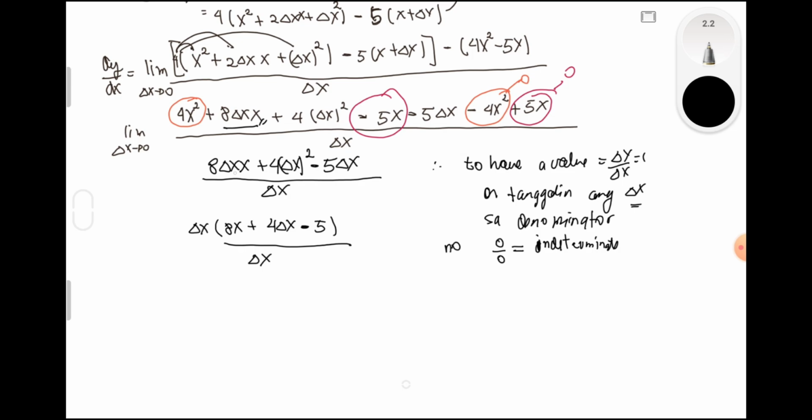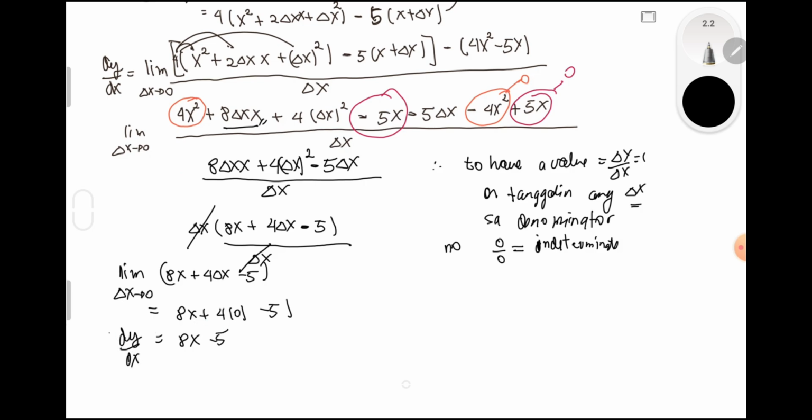So pag tanggal natin yung delta x, so therefore, since factorable naman siya, so ayan. So therefore, let's have a value of the limit of our delta x approaches 0 of our 8x plus 4 delta x minus 5. So if we would get the limit of this, we'll have 8x plus 4 multiplied by 0 minus 5, we will have a value of 8x minus 5, which is equal to our dy over dx. Okay.